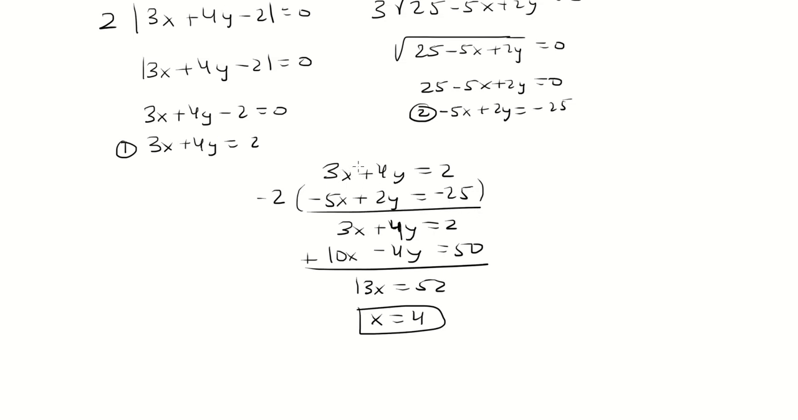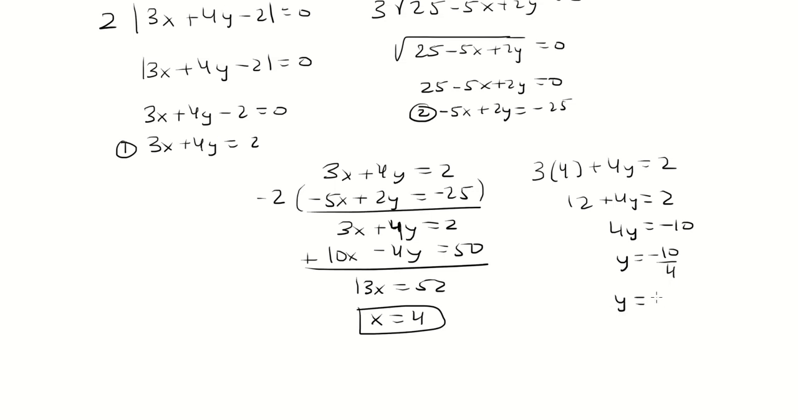And so we can plug it into, let's say, the top equation. It's 3 times 4 plus 4y is 2. So 12 plus 4y is 2, and then subtract both sides by 12. We get y is negative 10 over 4, which means y is negative 5 over 2. And so the solution is going to be x is 4, y is negative 5 over 2.